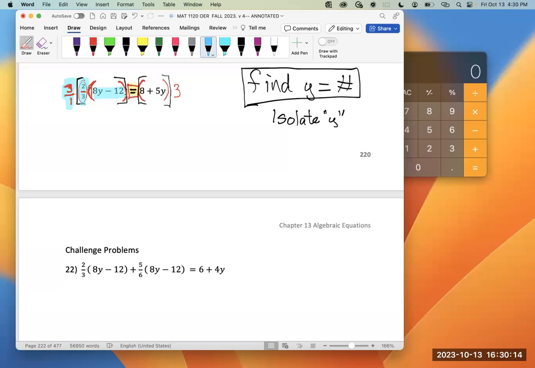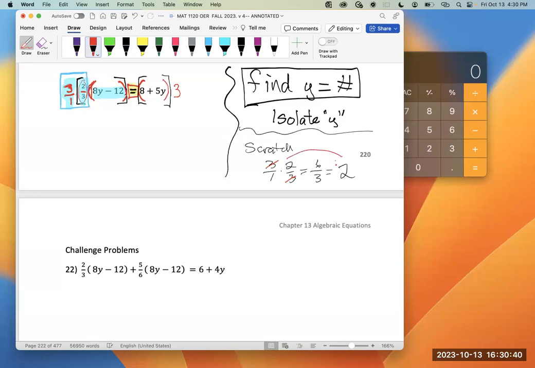On the left side, you need to remember that when you multiply, you can multiply in any order. So since I have 3 things that are being multiplied, I'm first going to multiply the 3 times 2/3. So here's my scratch work. So I have 3 times 2/3. If you go longhand, you'll find out the answer is 2. If you know the shortcut about multiplication, you'll recognize quickly that the answer is 2. So the left side of my equation is the same thing as 2 times the quantity 8y minus 12.